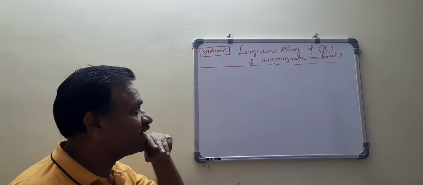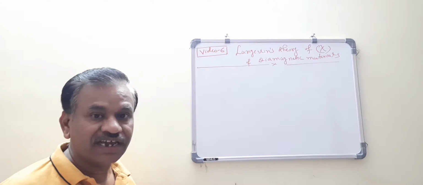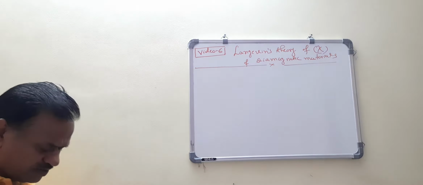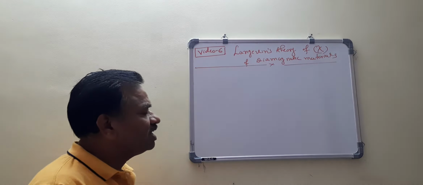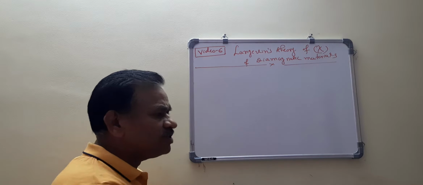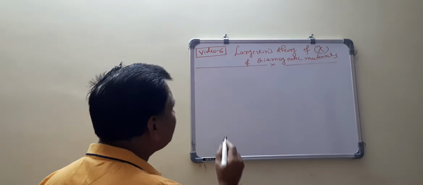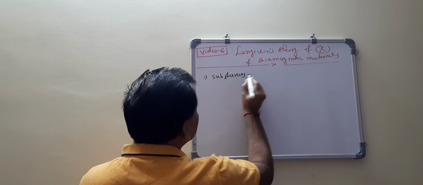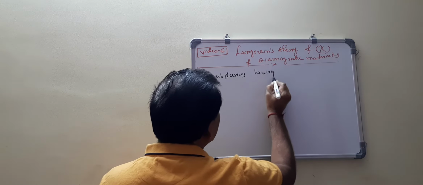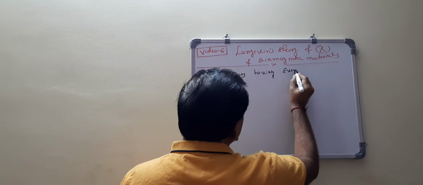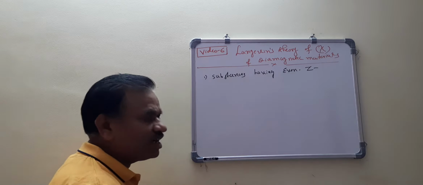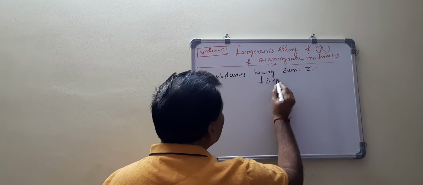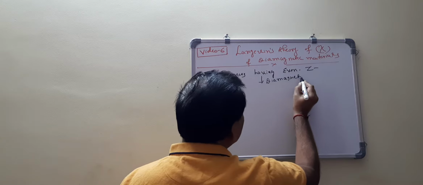Now I'm going to start the Langevin's theory of susceptibility calculation for diamagnetic materials. Students, I told you in the previous class also, the substances having even atomic number, even Z, all come under the category of diamagnetic material.